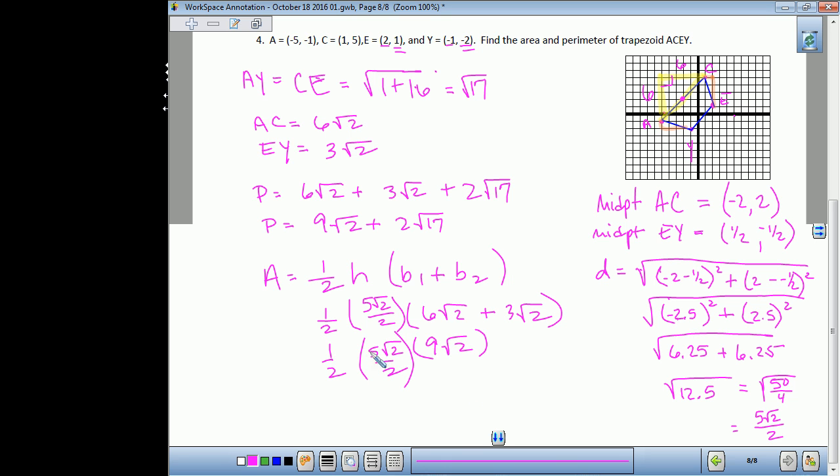Okay, this has to be 9 roots of 2. Now I can take half of it. I can just see 45 in the numerator. Root 2 times root 2 is 2 over 2 times 2. Now I can do it. So it's 45 halves, 22.5 square units.